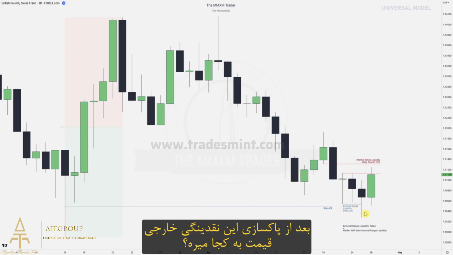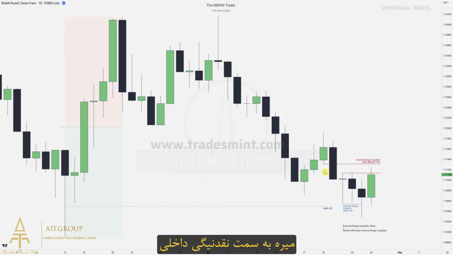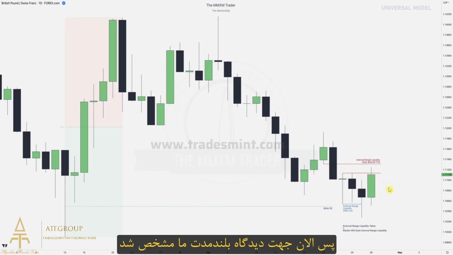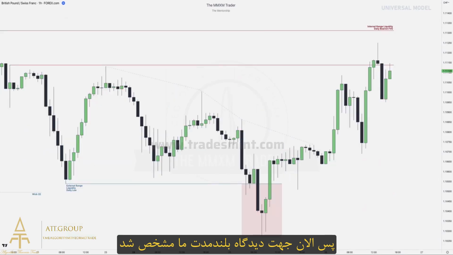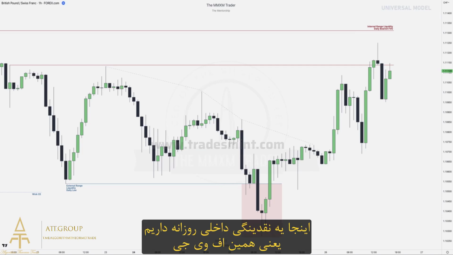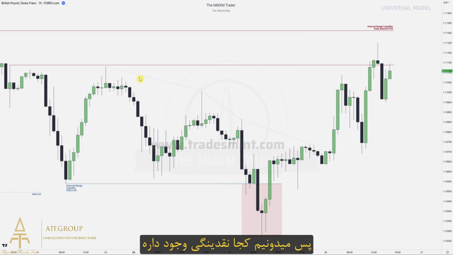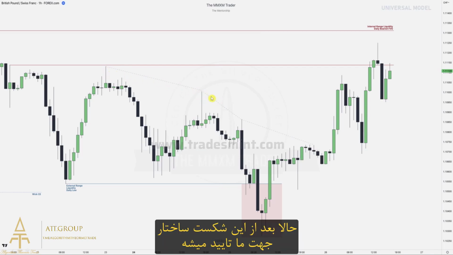So after that external range liquidity purge, where do we want to go? We want to go into internal range, right? So we've got this fair value gap as our draw on liquidity. Now our long-term perspective has been established. Going into our intermediate term perspective, we know our long-term perspective, we have that internal range liquidity daily fair value gap. On our intermediate term perspective, we've got all these failure swings, right? So we know where the liquidity is resting. So we have our bias confirmed after we break structure, right?